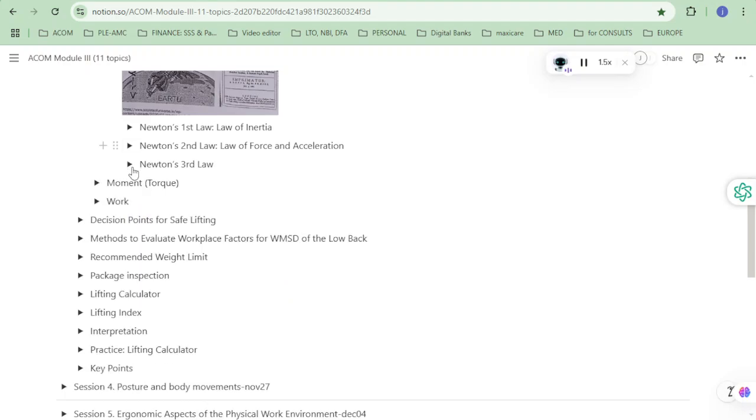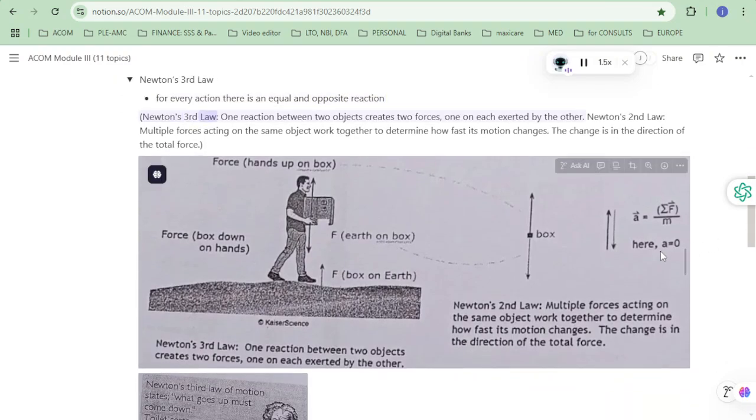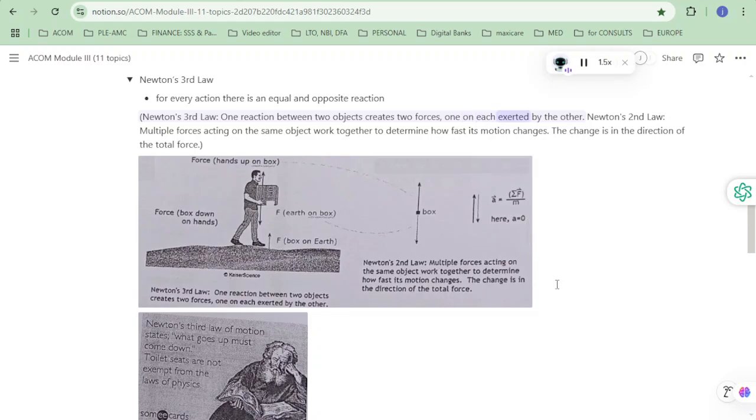Newton's third law. For every action there is an equal and opposite reaction. Newton's third law, one interaction between two objects creates two forces, one on each exerted by the other. Newton's second law, multiple forces acting on the same object work together to determine how fast its motion changes. The change is in the direction of the total force.